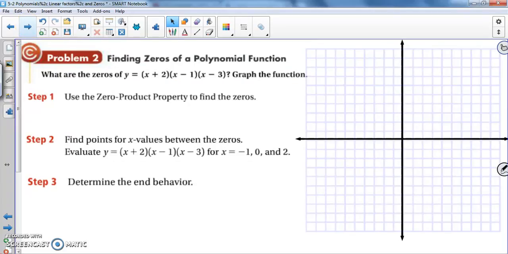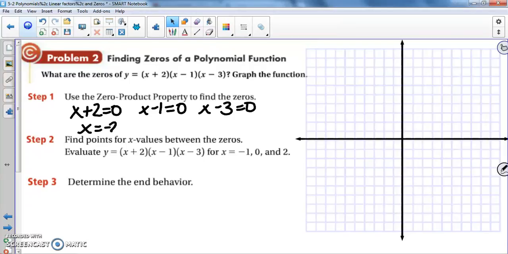In order to find zeros of a polynomial, we are first going to use the zero product property. I take each set of parentheses and set them equal to 0. So x plus 2 equals 0, x minus 1 equals 0, and x minus 3 equals 0. x equals -2, x equals 1, and x equals 3. I'm going to graph those because we know where they are going to be on our graph, on the x-axis.